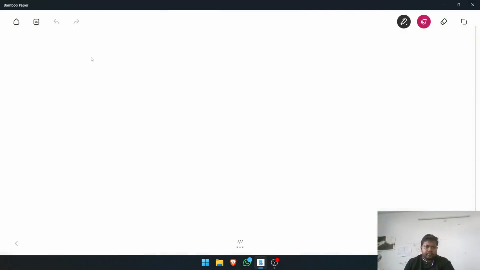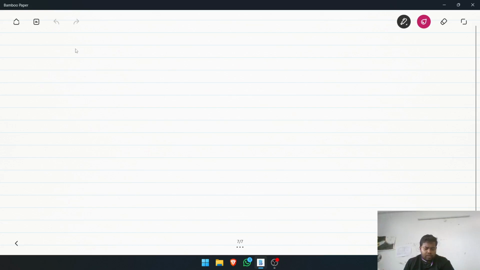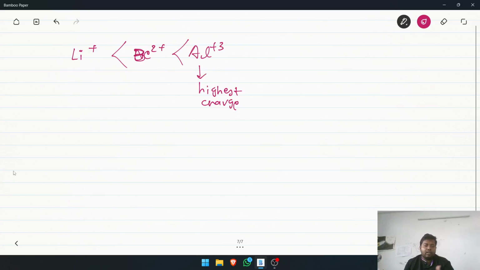Okay, like this it can also happen, or it can also give you a question like this. Polarizing power, you have to tell about the order of polarizing power between Li plus, Be2 plus and Al plus 3. We have already said that the highest charge has the more polarizing power. So the order will be like this.